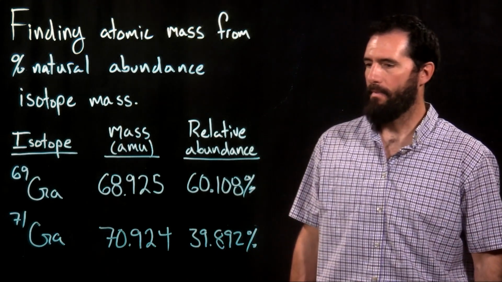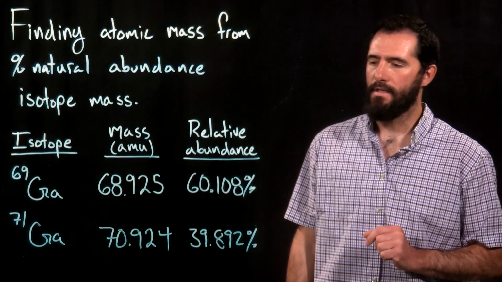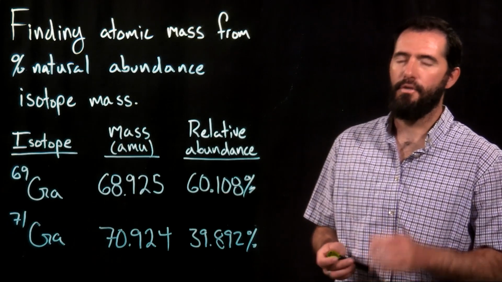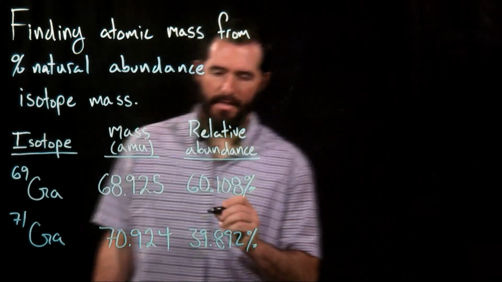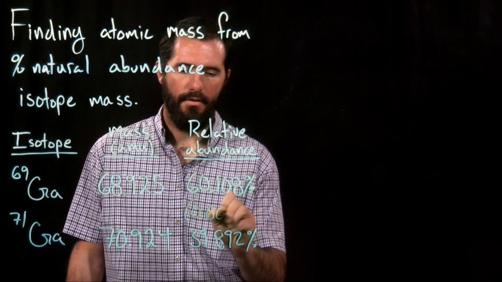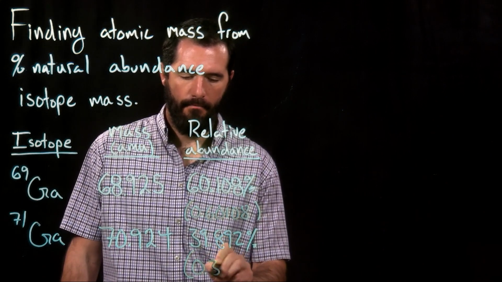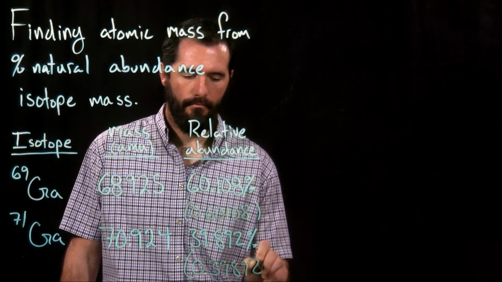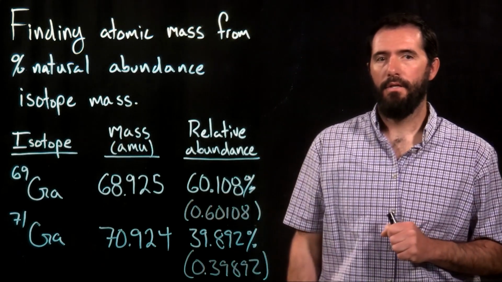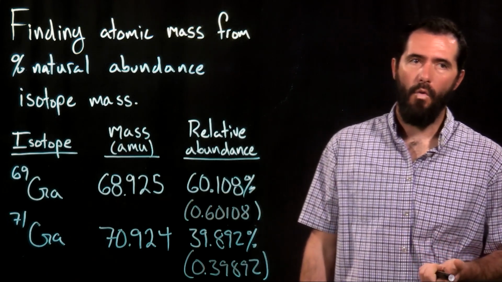particular population. One of the first things that we need to be able to do to answer these types of problems is convert the percent natural abundance to fractional abundance. So let's convert the 60.1% to 0.601. That's the fractional form. Notice that the two percent abundance values sum to 100, and the two fractional abundance values will sum to 1.